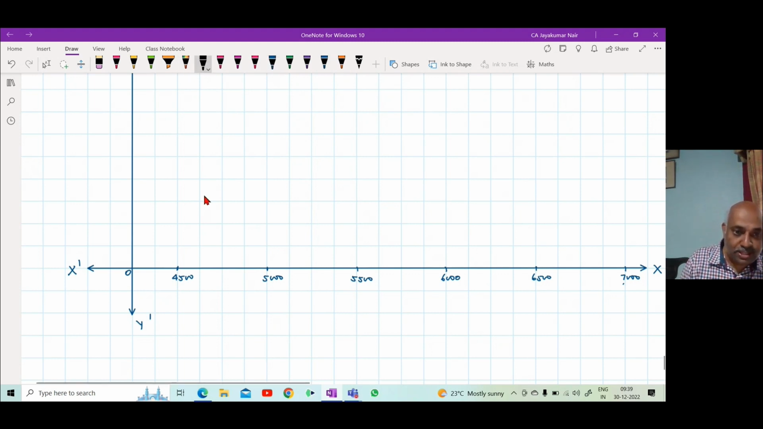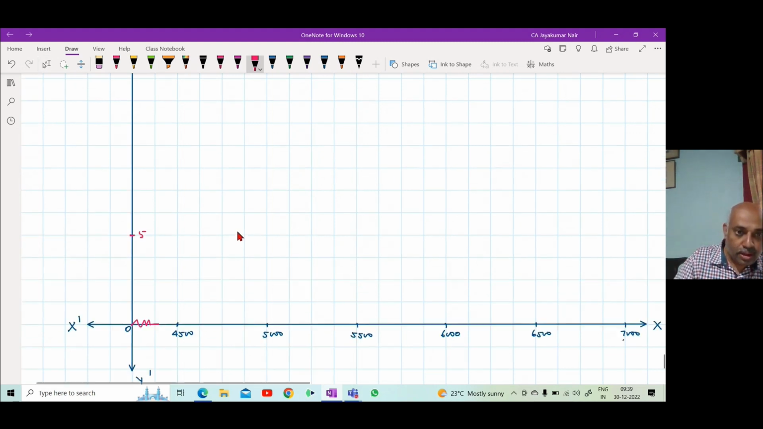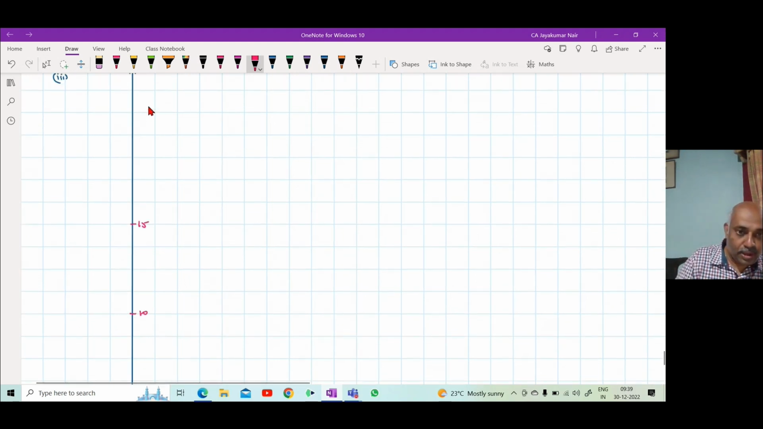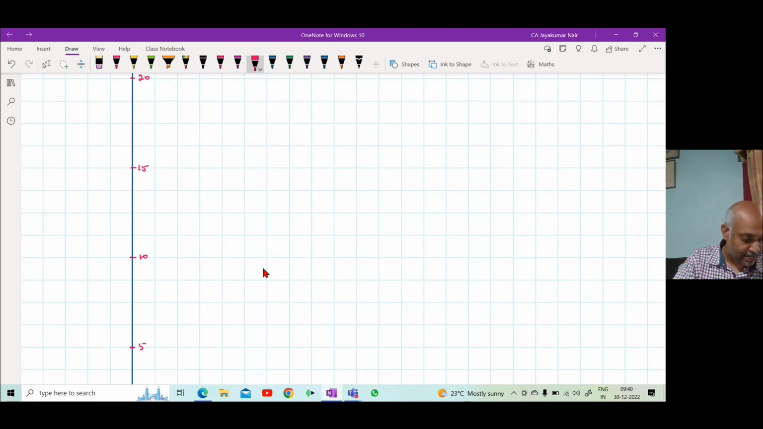So what you have to do is put one zigzag line like this to indicate that this is not as per scale. And the other one here, it is 2 centimeters. We have to take it as 5. So 1, 2, I'll take it as 5. This is 10. This one is 15 and 20. The highest is 20. So I've taken it here.